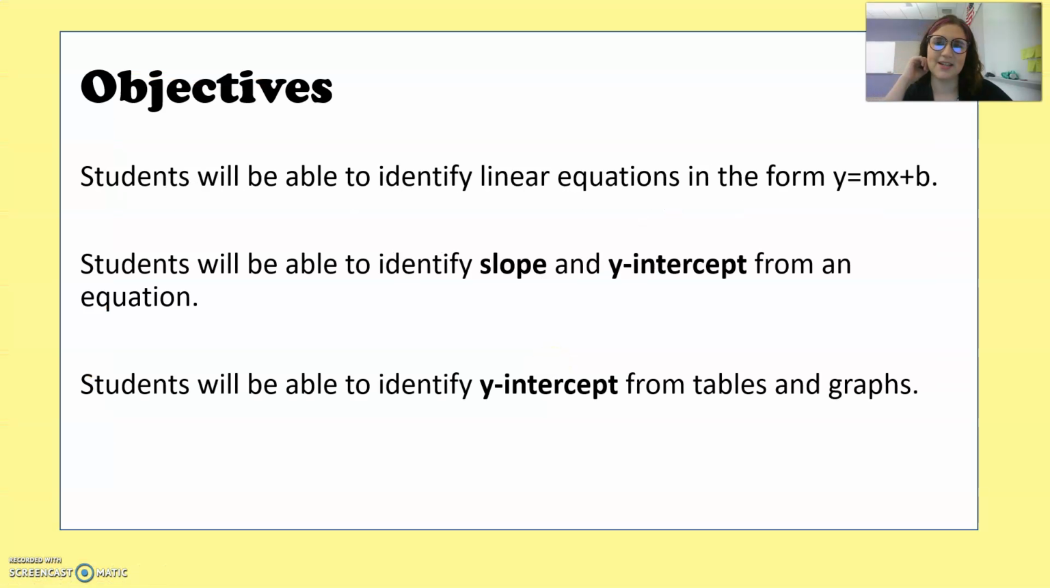So the objectives today are to identify linear equations in the form y equals mx plus b. We'll learn about what that means. And students will be able to identify the slope and y-intercept from an equation and identify y-intercept from tables and graphs.